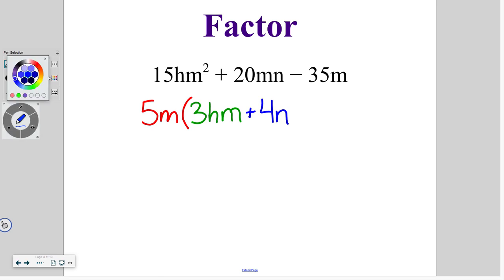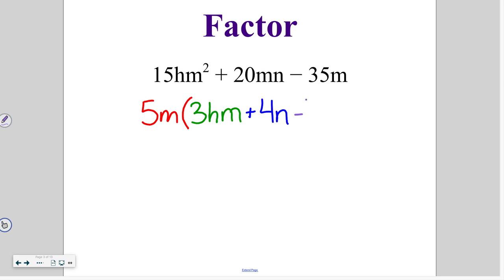The last piece that I have: dividing the two numbers, negative 35 divided by 5 gives me a negative 7. I had one m, but I took one m out, so there is nothing left over. Double checking, 5 times negative 7 is negative 35 with an m on the end. So what I've done here is I've taken the greatest common factor to the outside, and everything that is left over when I pull out that GCF is on the inside. So my factored form is 5m parentheses 3hm plus 4n minus 7.